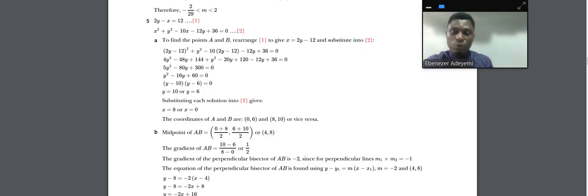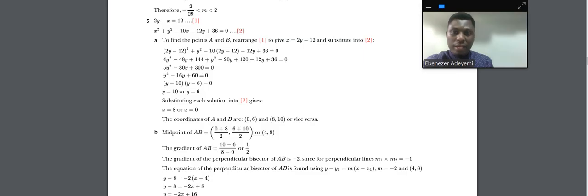I transfer my y squared down, plus y squared. Then I expand 2y minus 12 with minus 10: minus 20y, and minus times minus gives plus 10 times 12, which is 120, minus 12y and plus 36 equals 0. I quickly collect like terms. Those that have power 2: 4y squared plus y squared gives 5y squared.